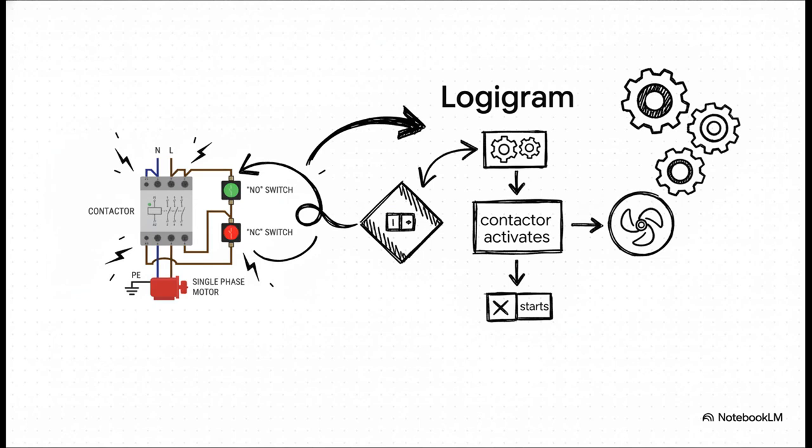And this is where it all clicks. You see an electrical drawing like this, you might just think it's a map of wires. But nope. Hidden inside it is a sequence of decisions. It's a simple if-then process, really. If this normally open switch is pressed, then this contactor activates, and then the motor starts. That's simple logic. That's exactly what a logogram is built to capture visually.